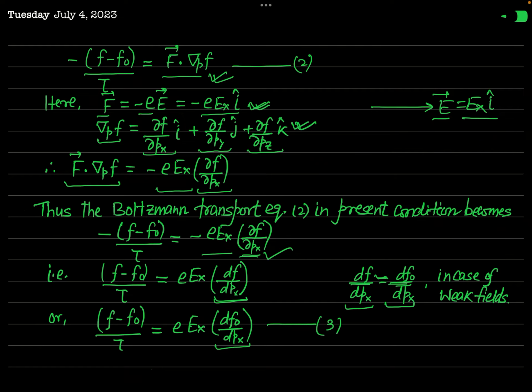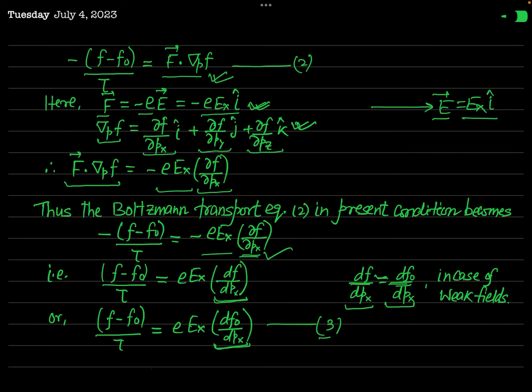Now equation 3 is actually, you can say, the Boltzmann transport equation in the present situation under our assumption. And this f minus f naught is the deviation in the value of f. This causes the electrical conductivity. And so our final aim will be to find this f minus f naught. Here this f minus f naught has been expressed in terms of the momentum.